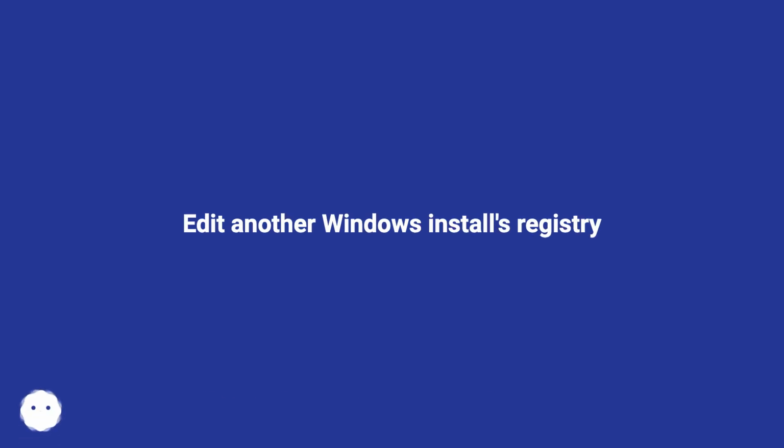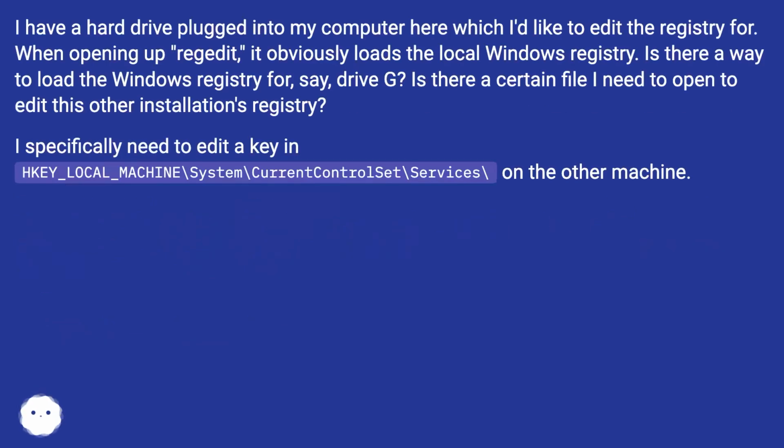Edit another Windows install's registry. I have a hard drive plugged into my computer here which I'd like to edit the registry for. When opening up regedit, it obviously loads the local Windows registry. Is there a way to load the Windows registry for, say, drive G? Is there a certain file I need to open to edit this other installation's registry?